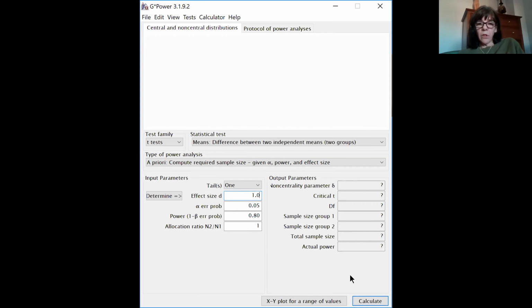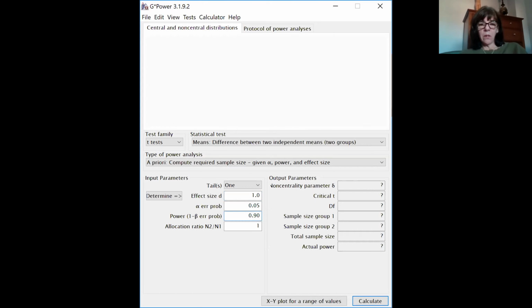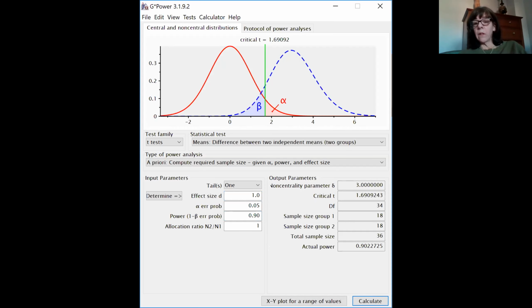theory about the strength of your treatment, your effect size to be very large, you need very few people. So if you expect that your treatment group is going to differ from your control group by a full standard deviation at the end of treatment, then in fact you can get a not unreasonable power with a mere 28 people, and you can get a nice power of 90% with only 36 people. So that's how that works.